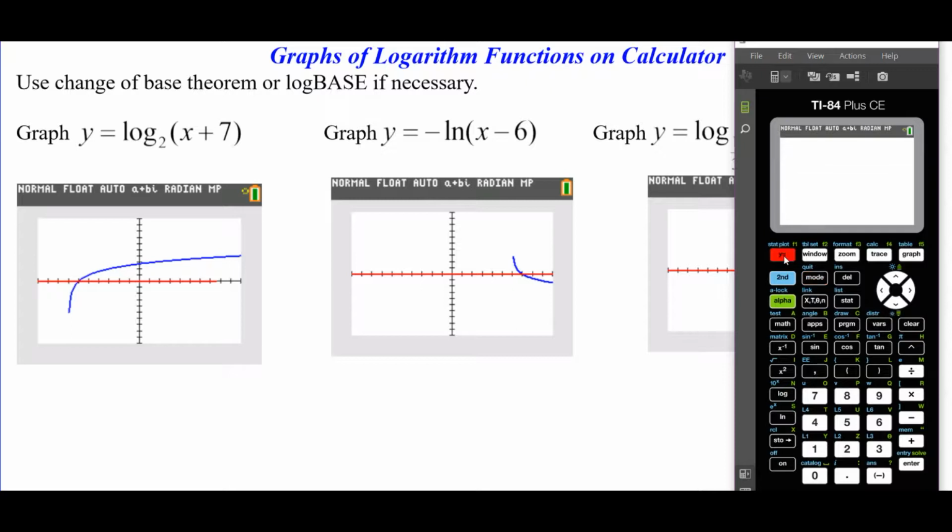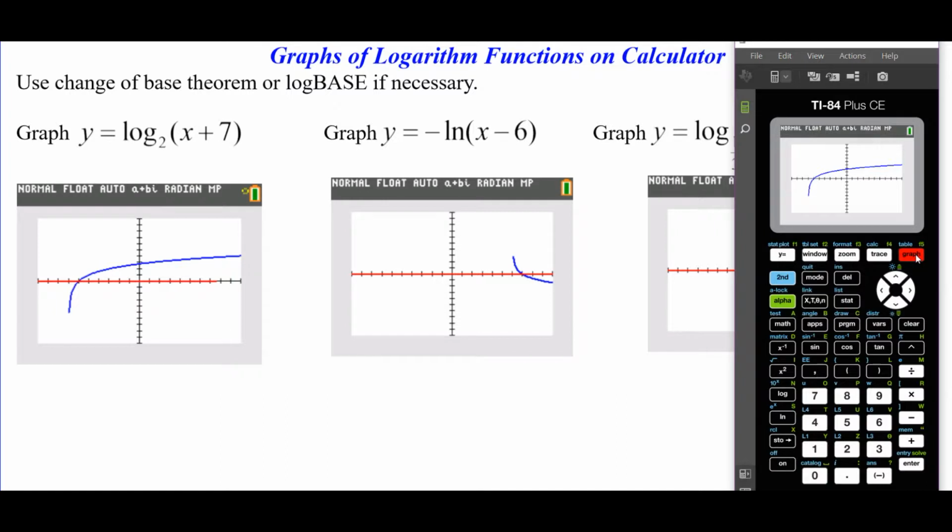So if I go here to my y equals, I can just use any of those options again. So I want to graph this log base 2 of x plus 7. So I know that I need my log base. So we can do the keyboard shortcut, math, alpha, math, and we're going to graph log base 2. Then my argument is x plus 7. Then I can go ahead and graph that.